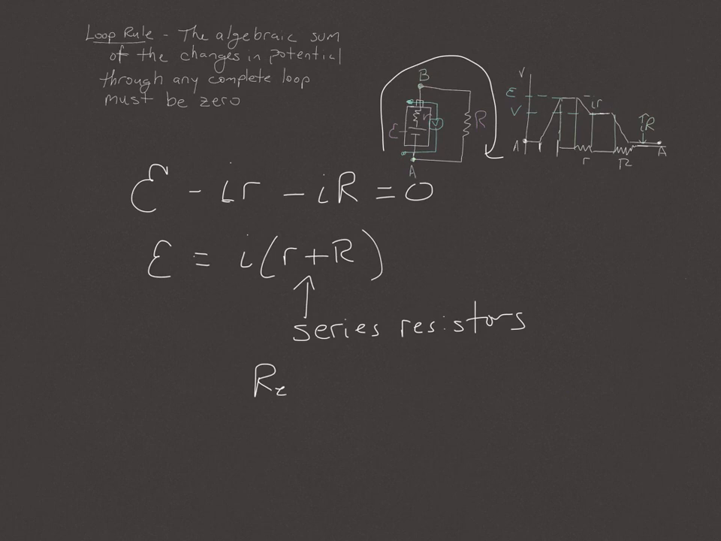And the equivalent is just the sum of however many resistors we have. In this type of circuit, if it's a series circuit, the I is constant. So it's the same throughout the entire loop. And then the voltages will add up so that the voltage drops across each resistor will add up to be the EMF.